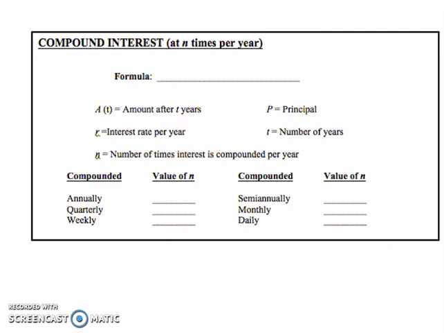Our compound interest formula looks like, and we usually say A of t, because t is our variable of time, is equal to P times (1 plus r over n) to the n times t power. There are a whole lot of variables there, so let's review what each of these variables represent. A of t is the amount of money that you're going to have after t years. So this is at the end of your investment period.